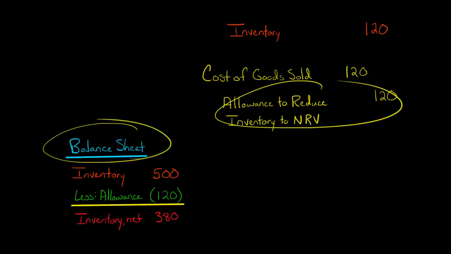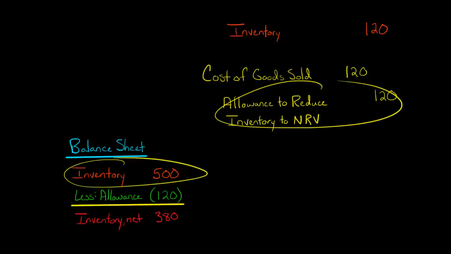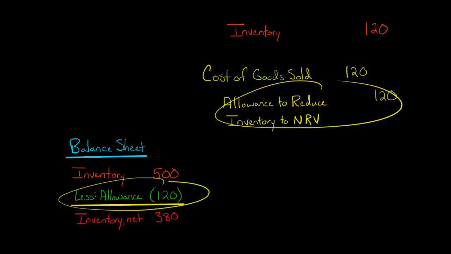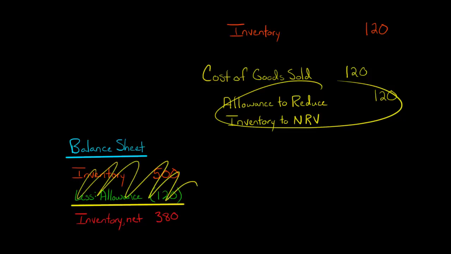So on our balance sheet, the inventory part would look like this. We've got inventory at its historical cost, $500. And then we say, okay, minus this allowance of $120. So the net amount of inventory is $380. If we didn't use the allowance method, we wouldn't have any of this. It would just say inventory $380.